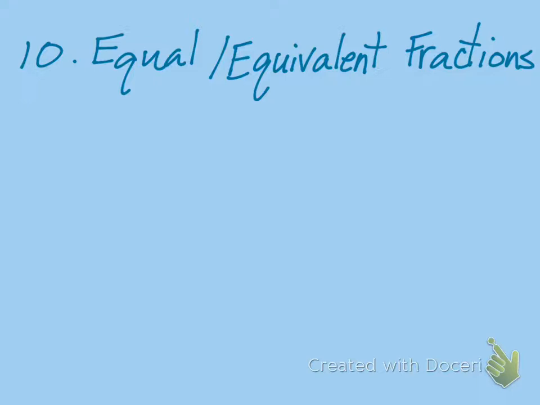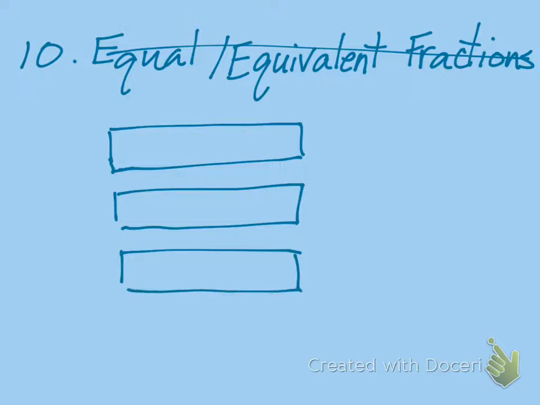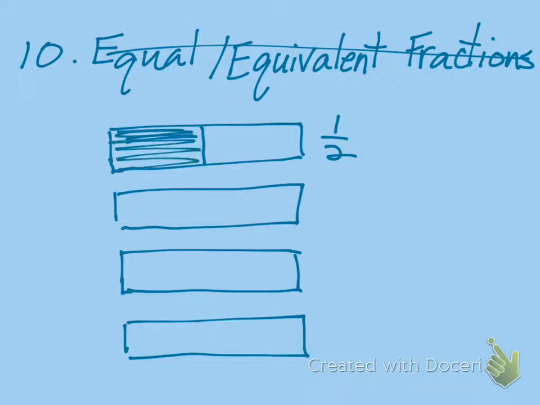Okay, and one of the last things that we were talking about was equal or equivalent fractions, and we were talking about the 1/2. Okay, so write down number 10. You don't have to write that out. Write down number 10, and we're going to put maybe 4 fraction strips here. And beside the first one, we're going to put a half. Okay. And I'd like you to color that in.